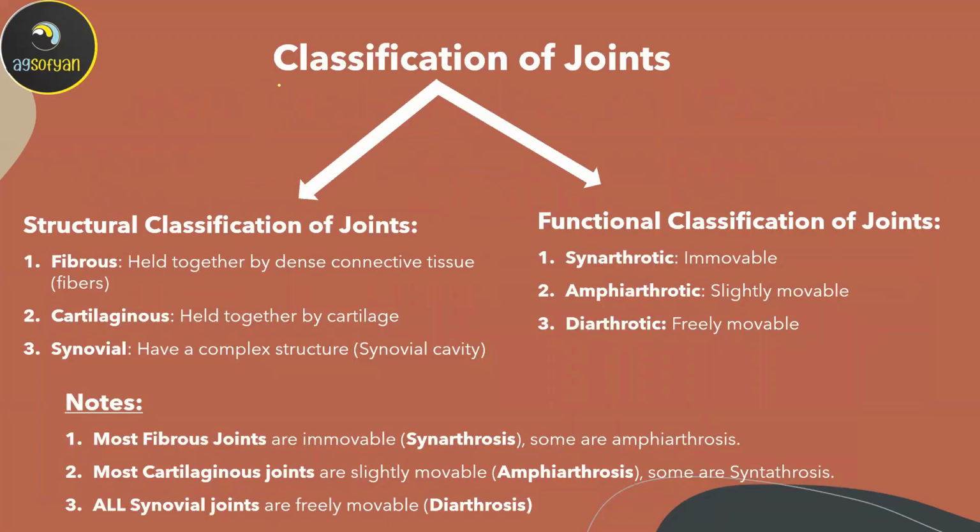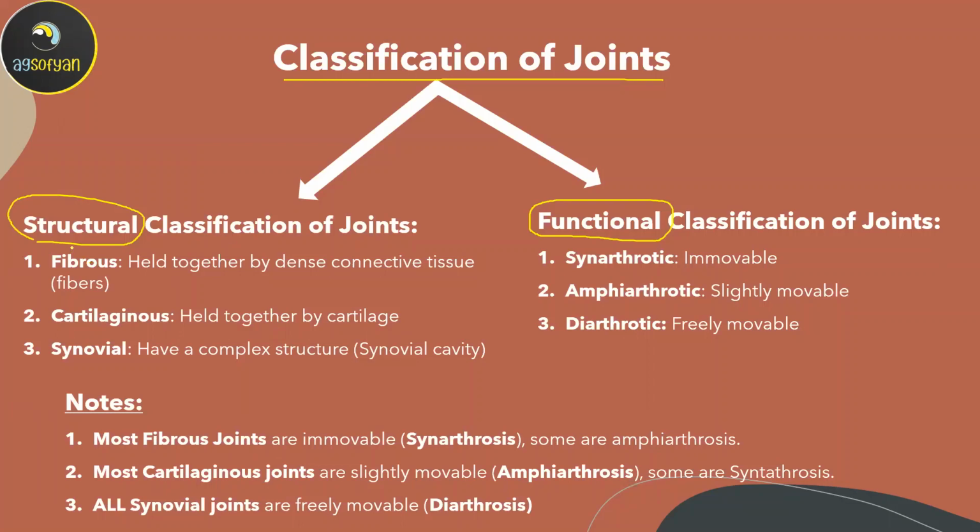Okay, there are types of joints, so they can be classified based on structure or anatomy, or they can also be classified based on function or physiology. Now, based on the structure, how it looks, or what type of tissue makes up the joint, there are three types of joint.